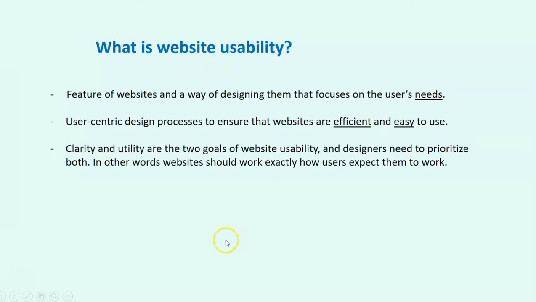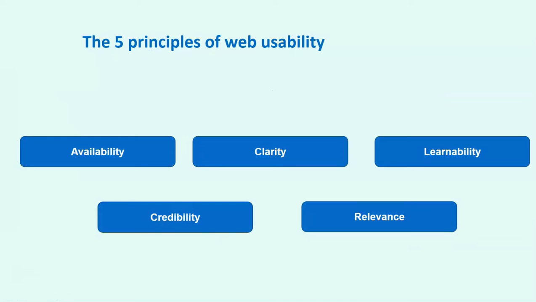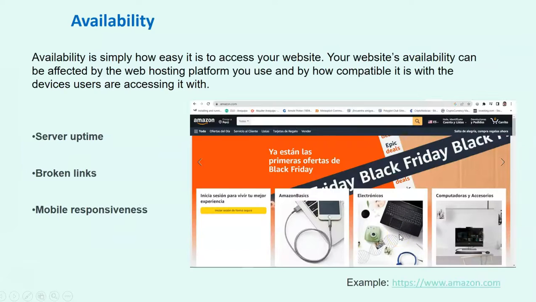And to make a website usable we have some principles. We have 5 principles. The first is availability, clarity, learnability, credibility, and relevance. First, availability. Well, imagine that people try to access your website and it doesn't work. For whatever reason, your website becomes worthless.